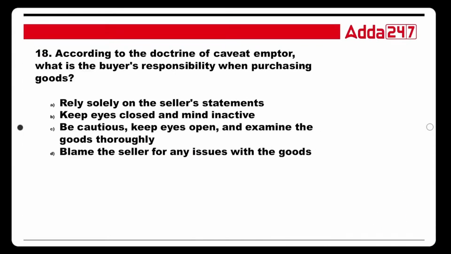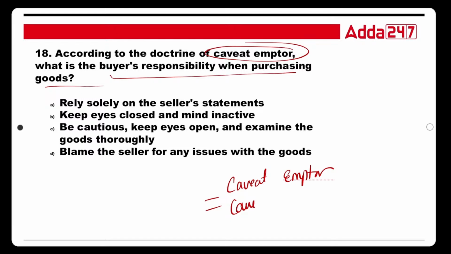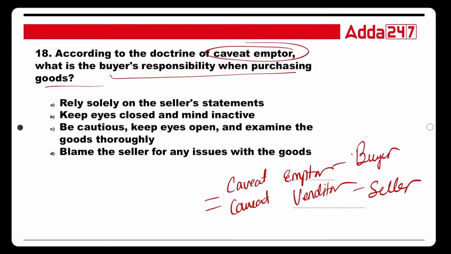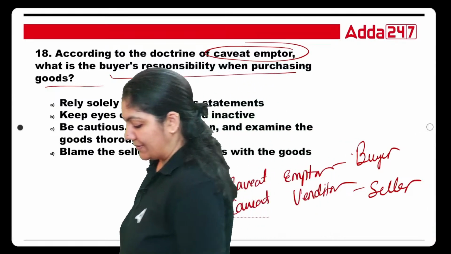Okay. Now, according to the doctrine of caveat emptor, what is a buyer's responsibility when purchasing goods? There are two legal maxims. The first is caveat emptor. The second is caveat venditor. Caveat emptor: let the buyer be aware, and caveat venditor: let the seller be aware. What is the right thing? Tell me.